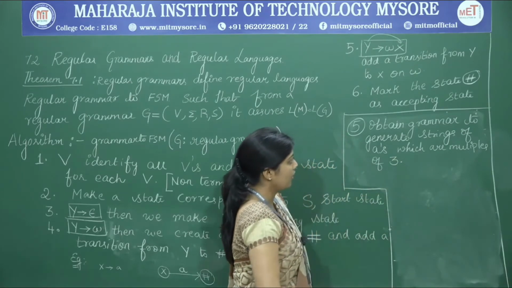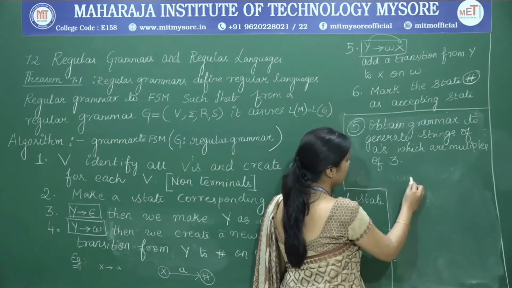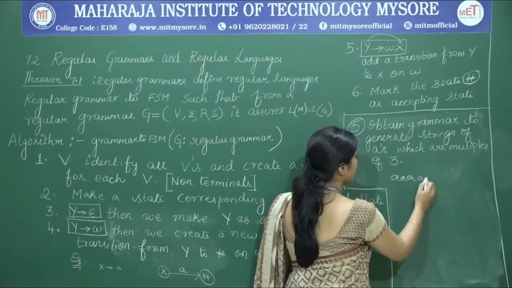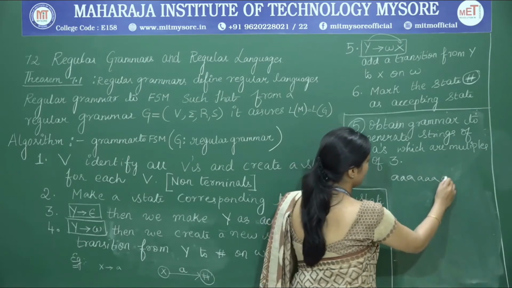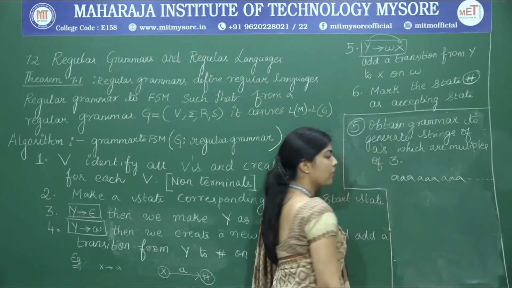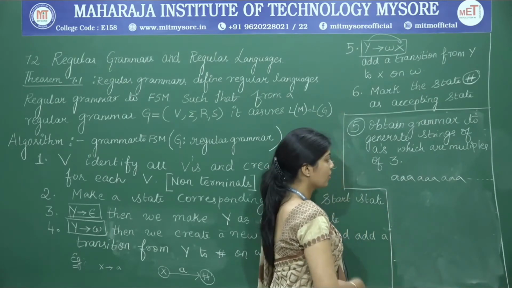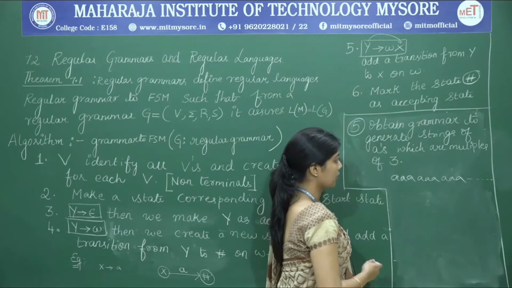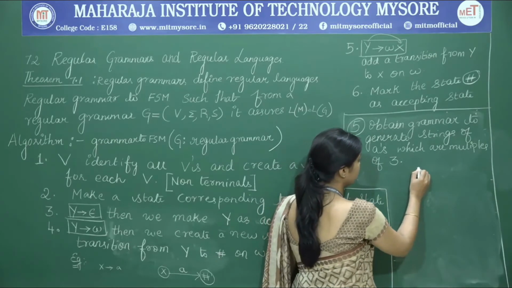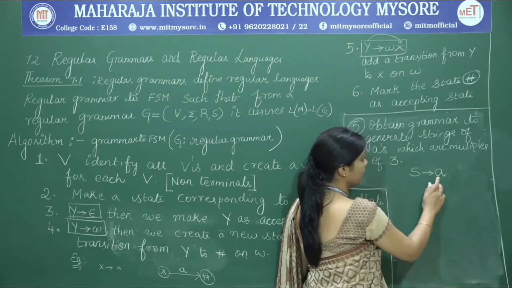So what are we trying to do here? If you have A's, there always have to be in multiples of 3. So that means either 3 A's have to be there, or else 6 A's, or else 9 A's, and then the rest of the multiples of 3. So this is how the string should look. Now we are going to generate a regular grammar for this. When we generate a regular grammar, first thing, S goes to A. So we have generated the first A.